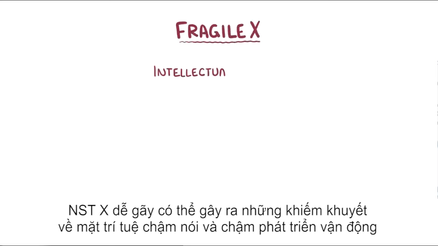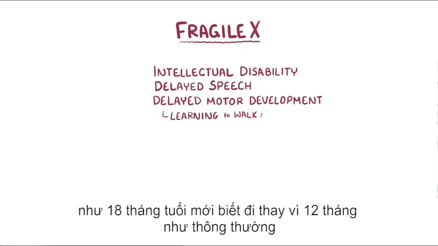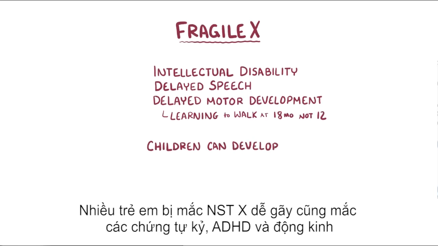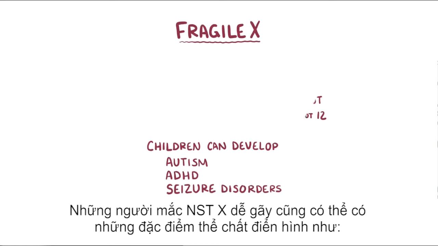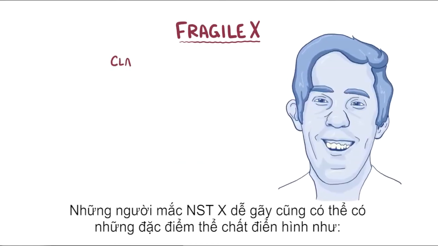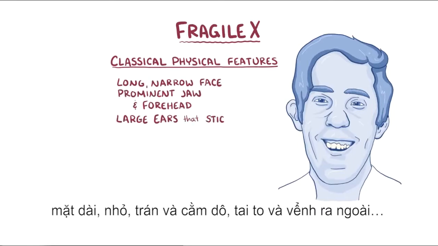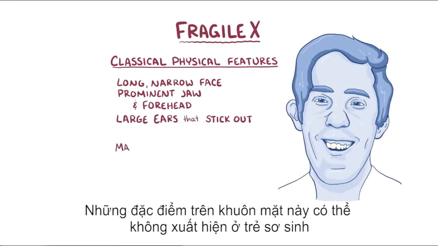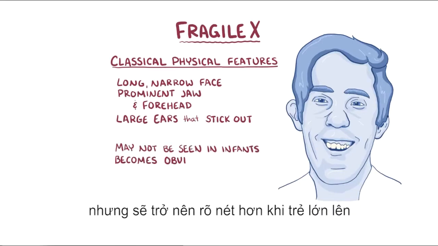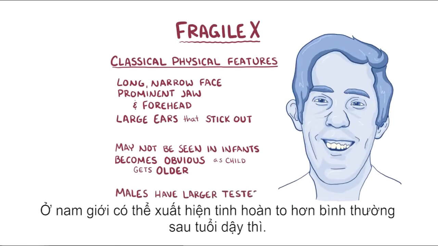Fragile X can cause intellectual disability, delayed speech, and delayed motor development. For example, learning to walk at 18 months instead of 12. Many children with Fragile X also develop autism, ADHD, and seizure disorders. Individuals with Fragile X syndrome can develop classic physical features as well, like a long and narrow face, a prominent jaw and forehead, and large ears that stick out. These facial features might not be seen in an infant, but become obvious as the child becomes older. Males can also have larger than normal testes after puberty.